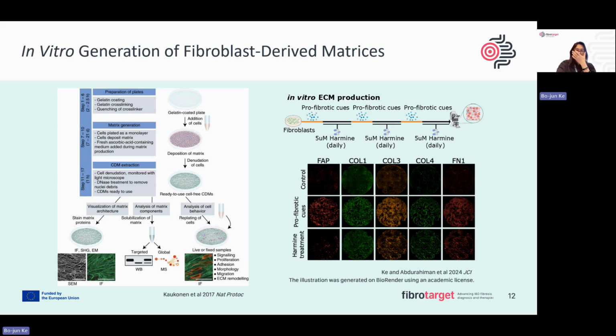As you can see here, through different cycles of pro-fibrotic cues, and then also the inhibition, we can induce the matrix production. And this allows us to evaluate if a compound can inhibit the fibrosis and what kind of cytokine can induce the fibrosis.